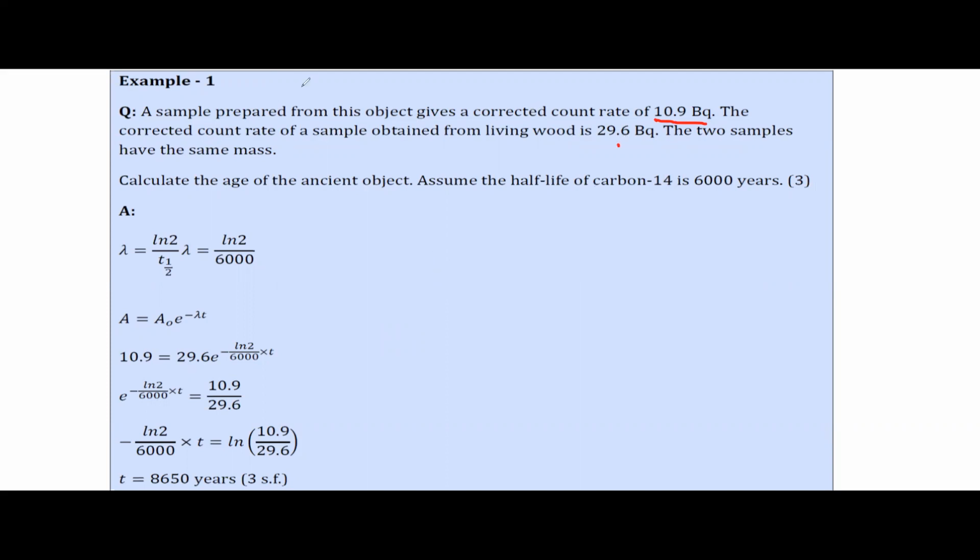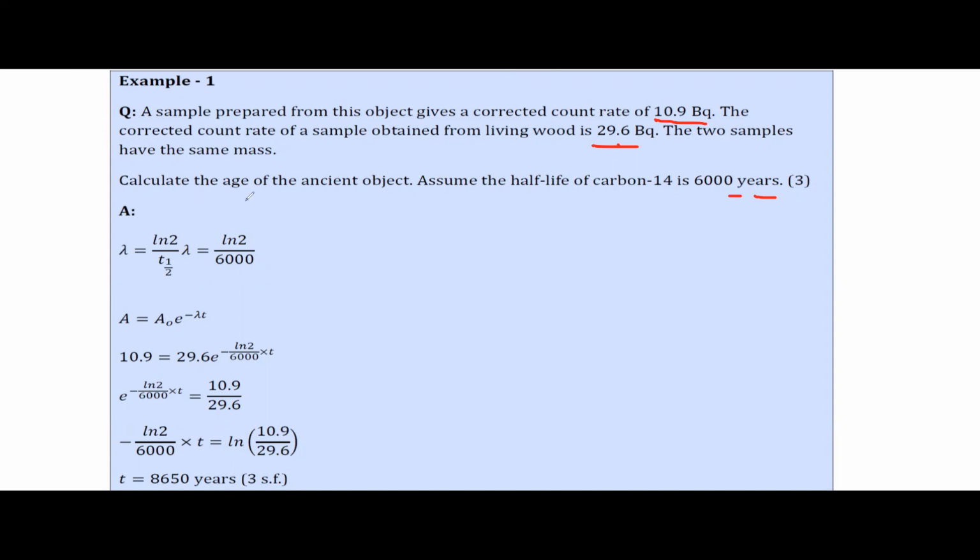And the corrected count rate for a sample obtained from living wood is 29.6. So we have two samples. One, our old sample, gives 10.9 becquerel, and the living wood gives 29.6 becquerel. The two samples have the same mass, so they have the same number of particles. Calculate the age of the ancient object. Assume that the half-life of carbon-14 is 6,000 years.